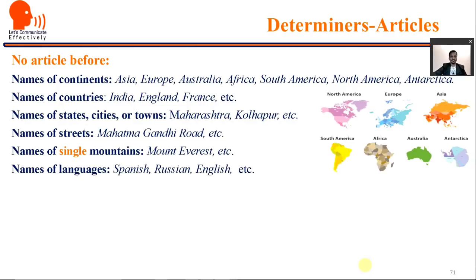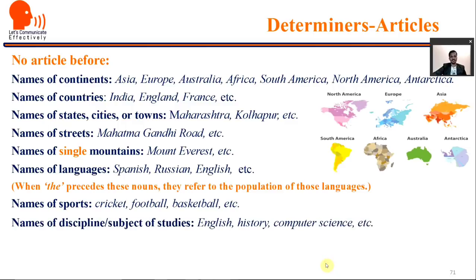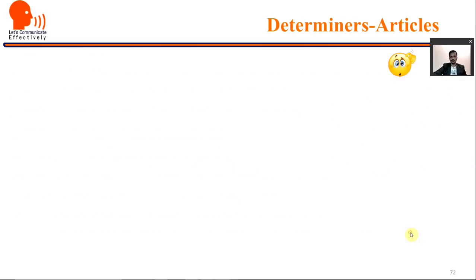Names of languages: Spanish, Russian, English, no article. But if you use the before them, then these nouns refer to the population of those languages. For example, the Spanish refers to the Spanish population, the Russian, the English population. Names of sports: cricket, football, basketball, etc. Names of disciplines, subjects of study: English, history, computer science, geography, etc.